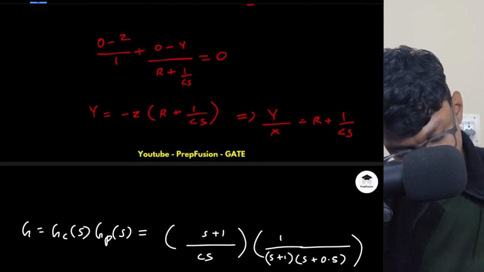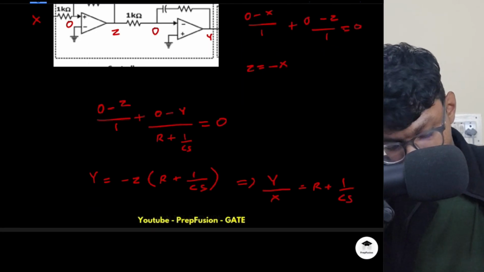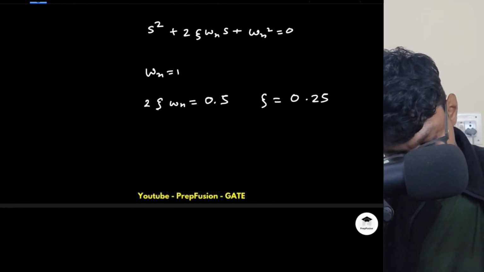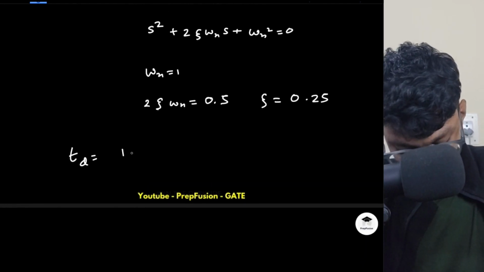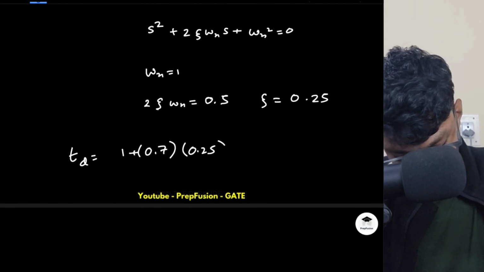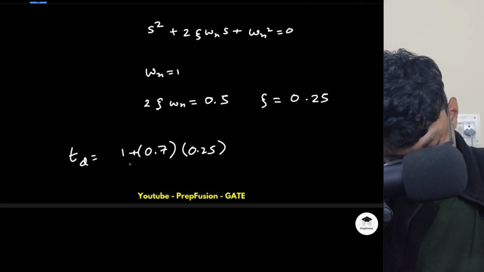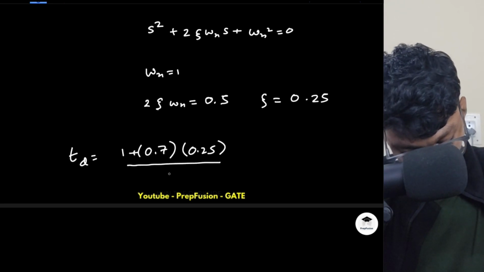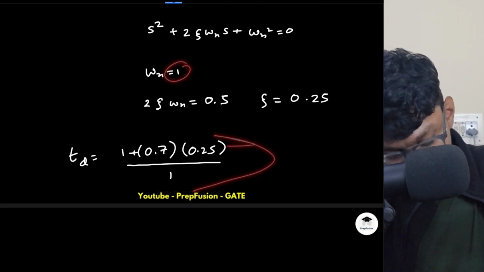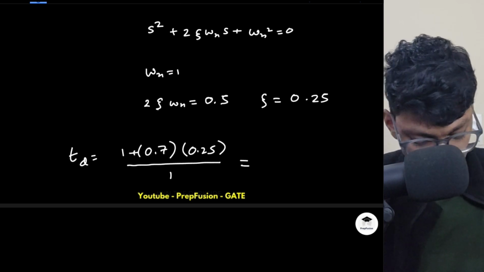And what do I need? I need these two values, zeta and omega n, right? To find out the delay time. So my delay time TD will be 1 plus 0.7 into zeta, that is 0.25, divided by omega n. Omega n is in radian per second, so automatically this will be in seconds. Whatever the unit will be, this will be in seconds.